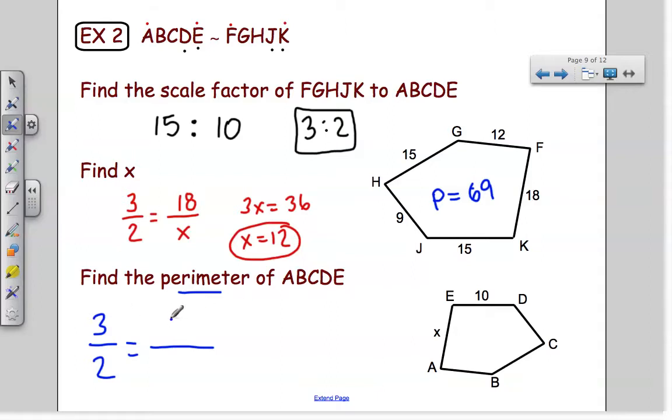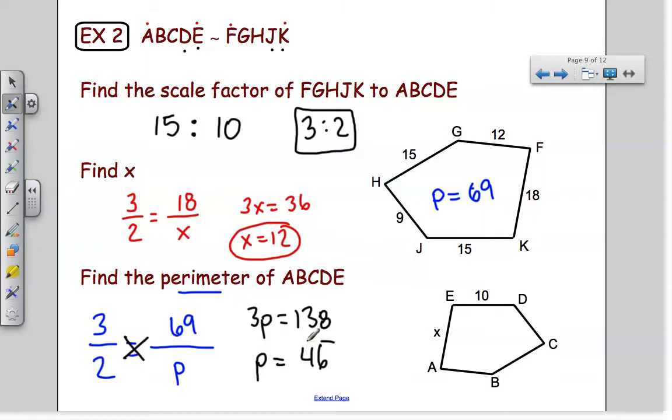That perimeter we're going to put on top with the larger number of 3 in our scale factor. And then I can just put maybe P down here for the perimeter of the little guy. So perimeter should still be in the ratio 3 to 2. It's just another length of sides. I can cross multiply here and figure this out. So 3p equals 69 times 2, which is 138. Divide that by 3. And the perimeter of the smaller figure is 46. So it's way easier to find perimeter using the fact that it's the same ratio as the scale factor than it would be to find all the missing sides and add up that way.